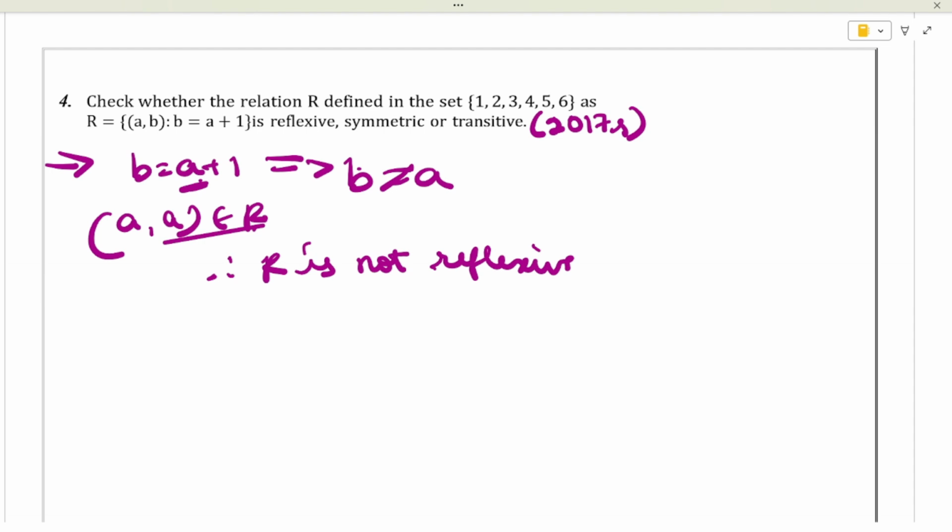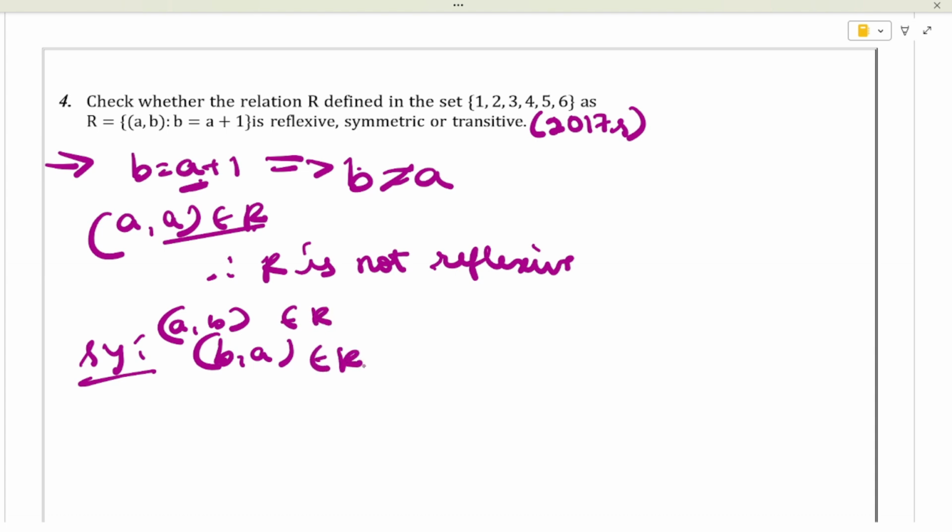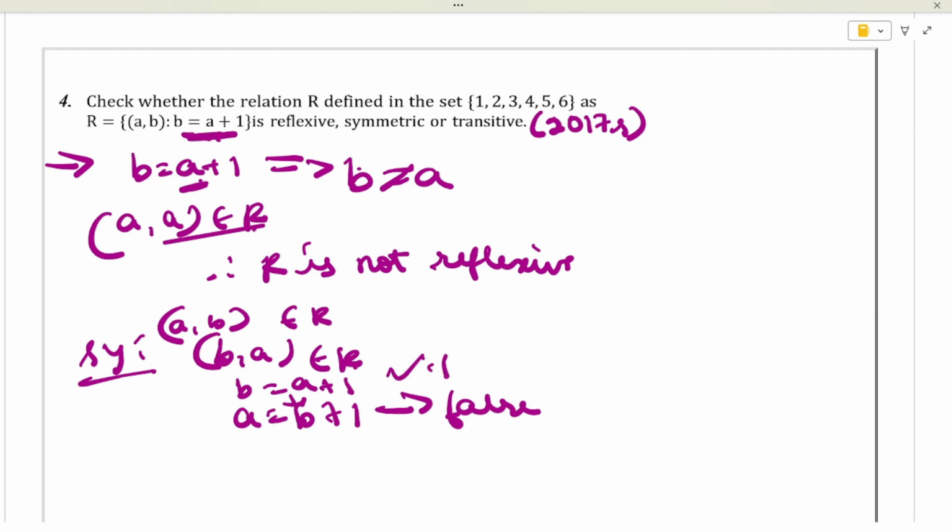For the symmetric condition, it is AB and BA, as you know. If AB belongs to R, then BA should also belong to R. That means A is equal to B plus 1, which is false. B is equal to a plus 1 means B, A should give A equal to B plus 1. This is not given here. The set they have given is only a plus 1. This is true, this is false. So you can say this is not symmetric.